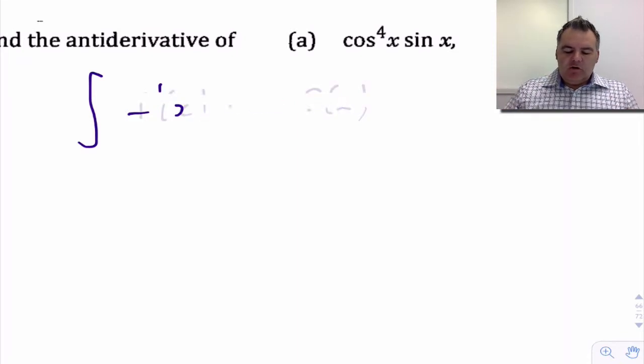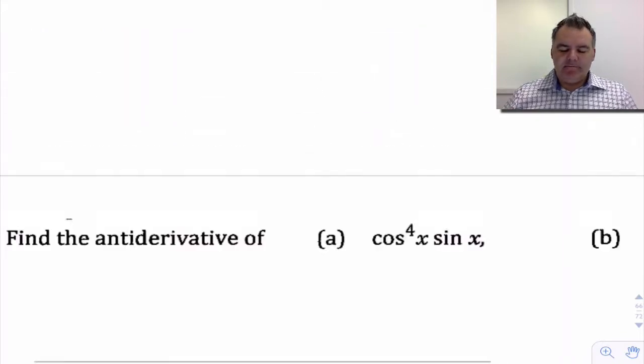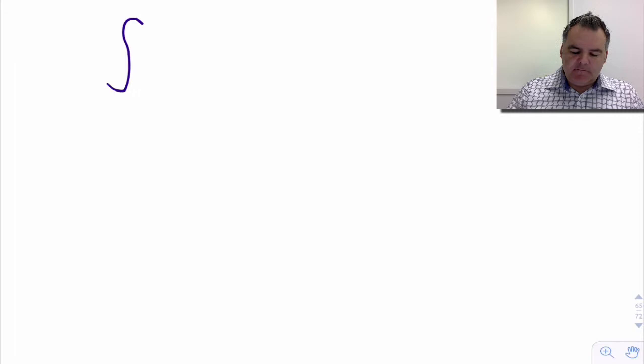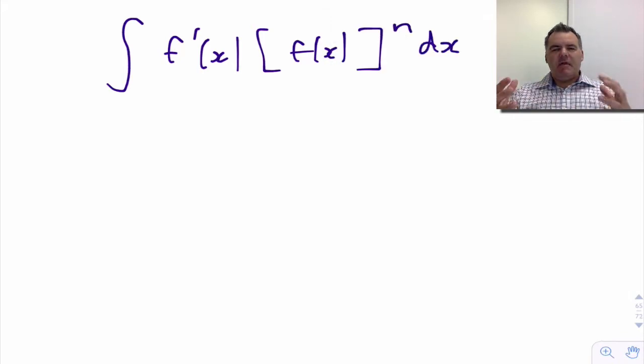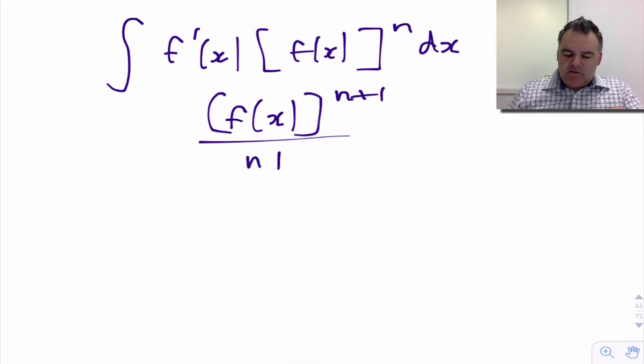But we also can deal with these like the reverse chain rule that we did before. So remember where we had something like this, the integral of f dash x, and then we had f of x to the power of n. Okay, remember that one there? So we know that the answer to this is going to be f of x to the power of n plus 1 over n plus 1 plus c. Okay, so let me give you an example.